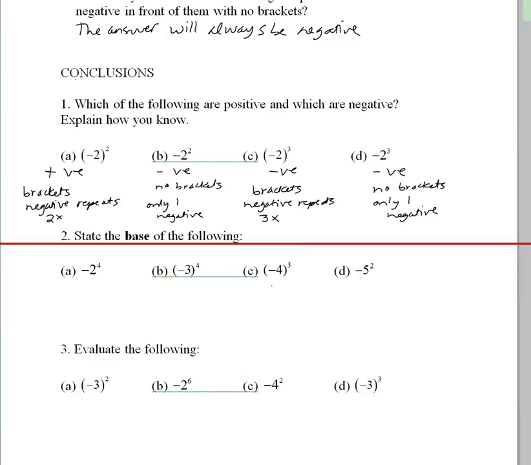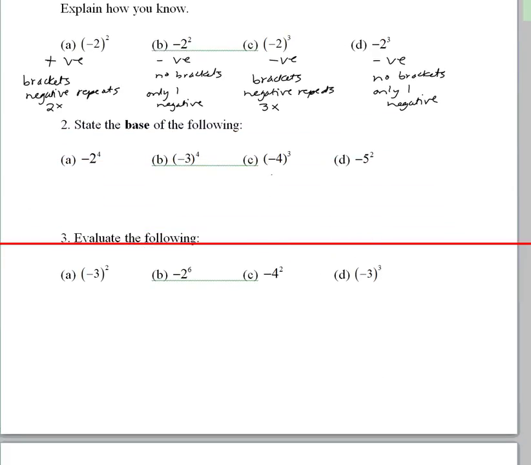So this next one, what do you think the base of these are? Well, because the first one doesn't have brackets, that means the negative sign is not included. The negative does not repeat. So the base is actually just +2. The next one, because it has brackets, the negative sign will repeat. It will be part of the base. So the base is -3. Likewise for C, the base will be -4 because it had the brackets. And for D, the base will be +5 without brackets. Just the 5 repeats, the negative does not.